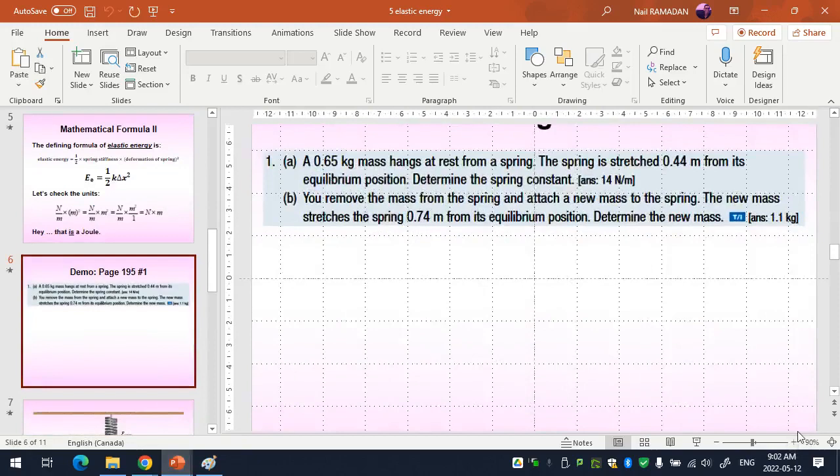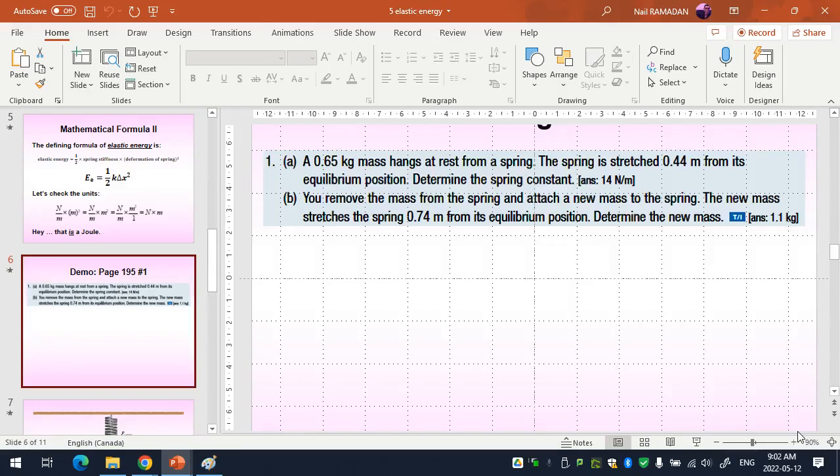A 0.65 kilogram mass hangs at rest from a spring. The spring is seen to be stretched by 0.44 meters from the equilibrium position. What's the equilibrium position? It's the position when there was no stretch, or no mass attached to it. Question is, what's the spring constant? How stiff is the spring? If it takes that much mass to stretch it by almost half a meter, how stiff is the spring?